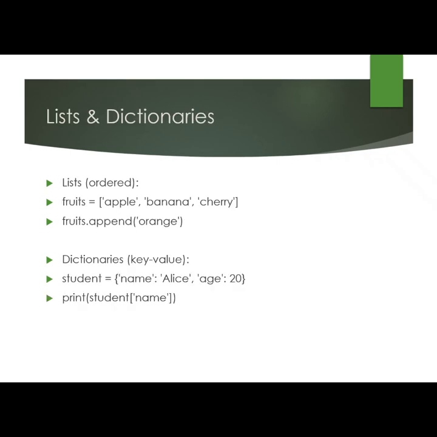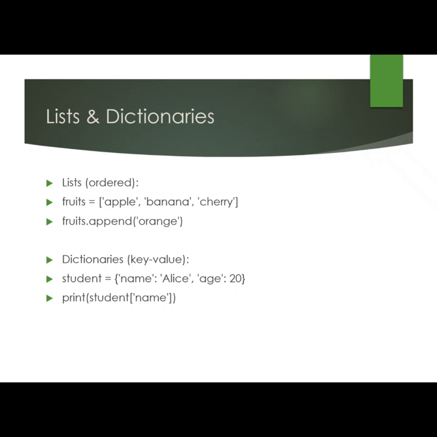Slide 7. Lists and dictionaries. Lists and dictionaries help you store multiple items. Lists are ordered collections like a shopping list. You can easily add items: fruits = ["apple", "banana", "cherry"], fruits.append("orange").